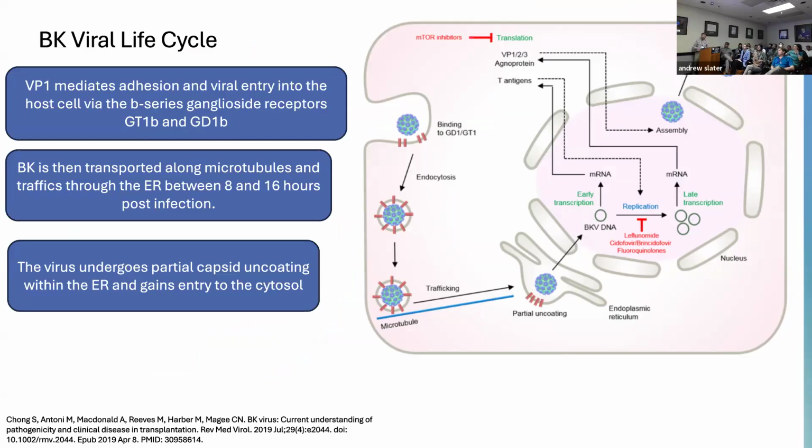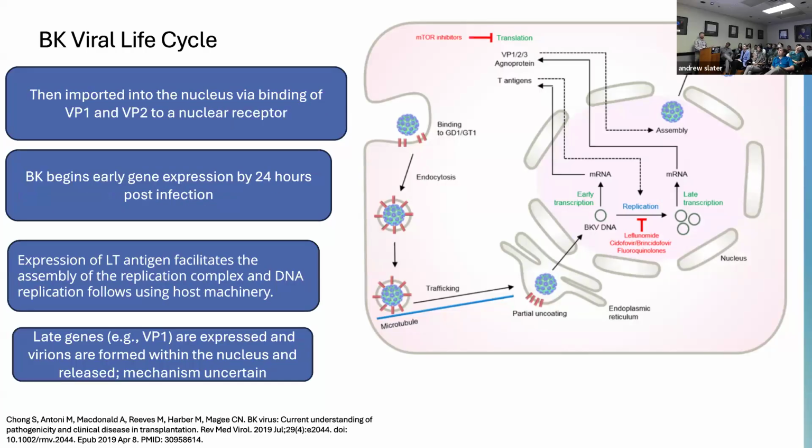Okay, so VP1 mediates adhesion and viral entry into the host cell via these B series ganglioside receptors, GT1B, GD1B. We pretty much know these are involved. Some other molecules may be involved as well. BK, once inside the cell, is transported along microtubules and it traffics to the endoplasmic reticulum. And that takes between 8 and 16 hours post-infection. Okay, the virus then undergoes partial capsid uncoating within the ER and gains entry into the cytosol. Hasn't entered the nucleus yet.